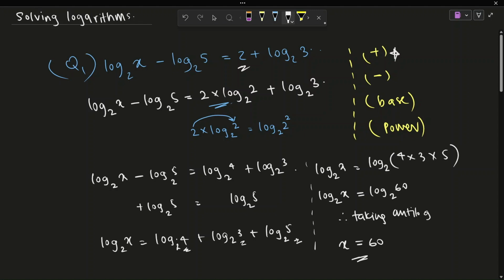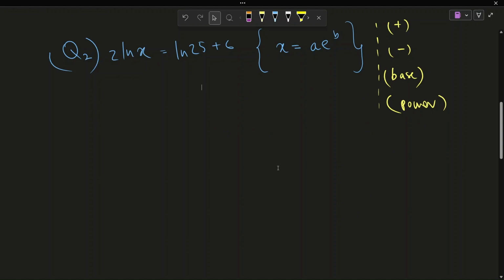Not that bad, huh? Okay, so let's move on to the second question. Remember, I'm going to have my plus, minus, base and power written on the side to remind me of the rules, and let's dive into the question. The question says 2 ln x equals ln 25 plus 6, and x should be written in the notation a times e to the power b.